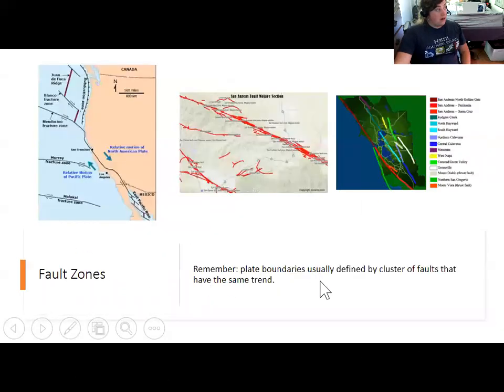And remember that plate boundaries are usually defined by a cluster of faults that have the same trend. So we can see places, like along the San Andreas Fault, where there's a bunch of little faults roughly running in the same direction. So any questions about different types of faults, like normal versus reverse, strike slip versus dip slip?